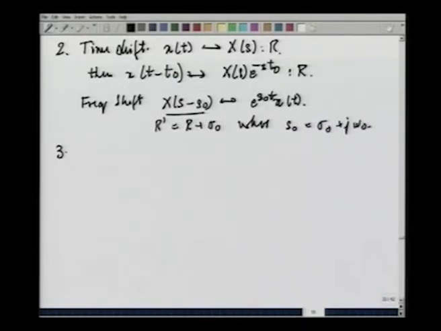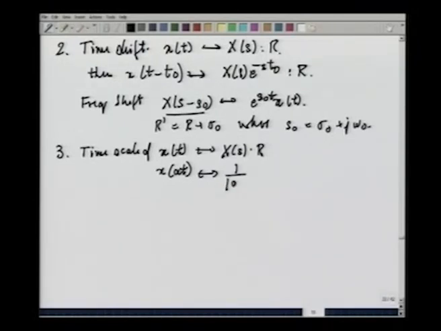Next property, time scaling of x t. So, if x t has a Laplace transform X of s with a region R, what will happen to x of a t? Going by a process similar to what we used for the continuous time Fourier transform, we will get a very similar expression, 1 by mod a times X of s by a.